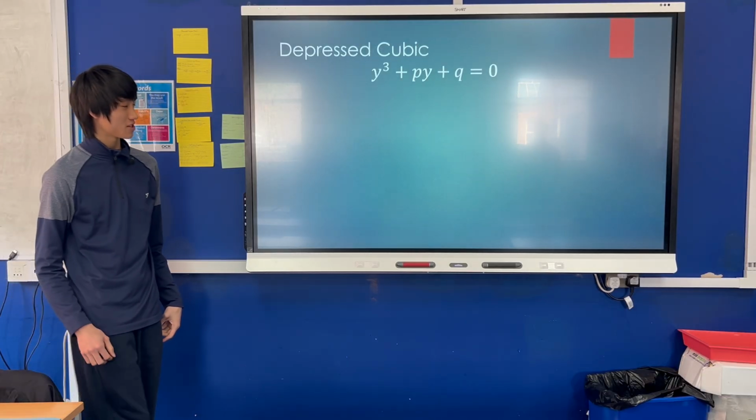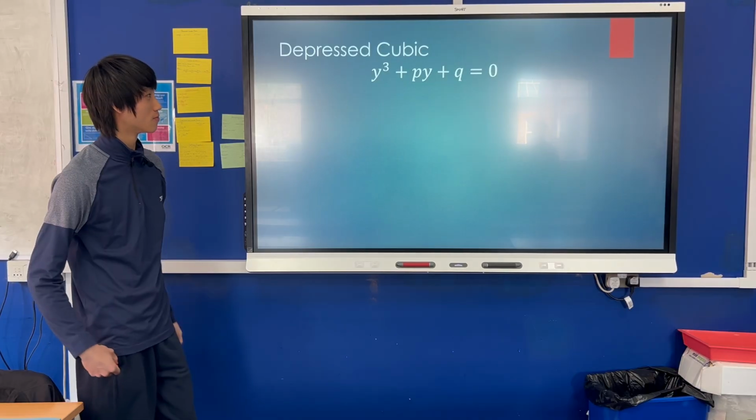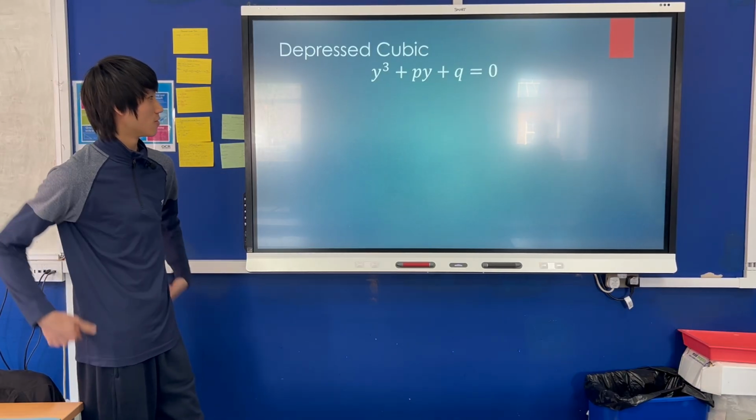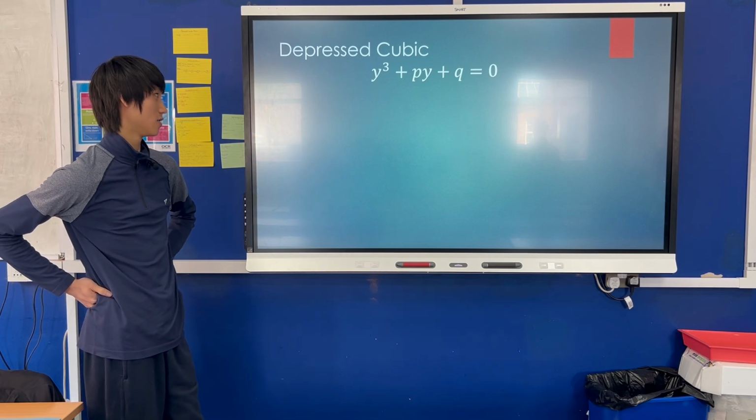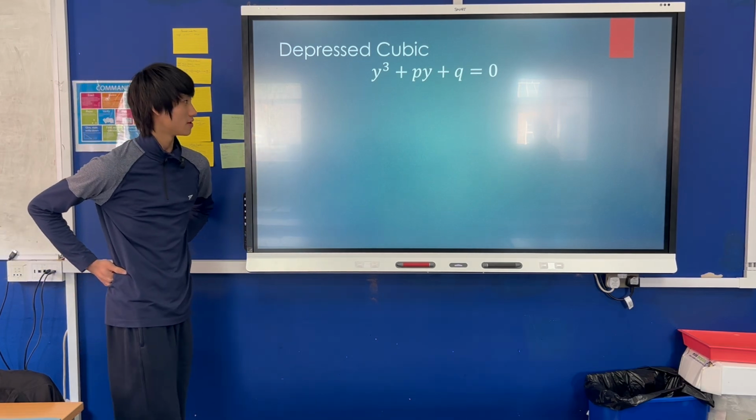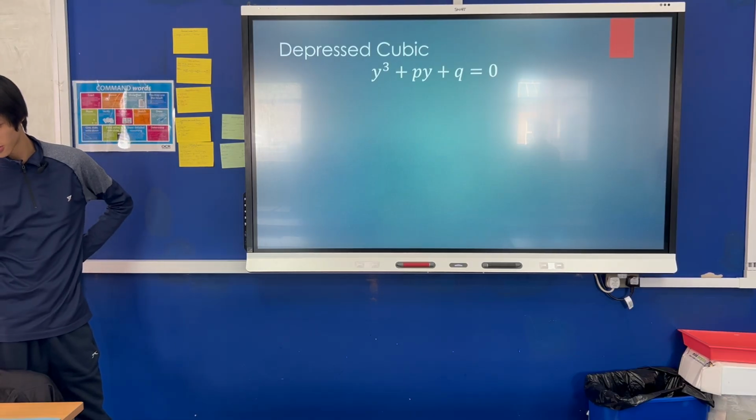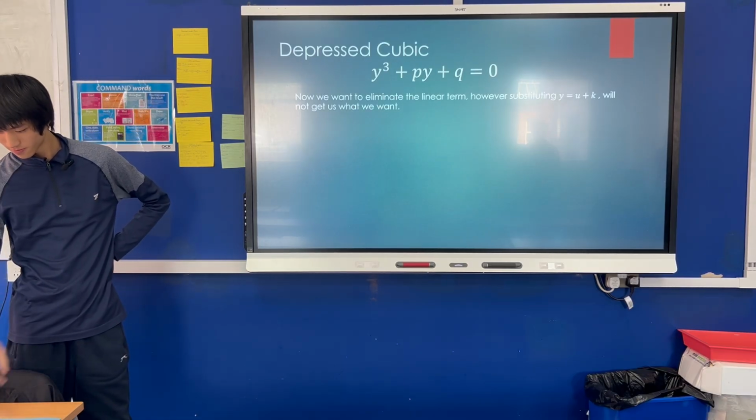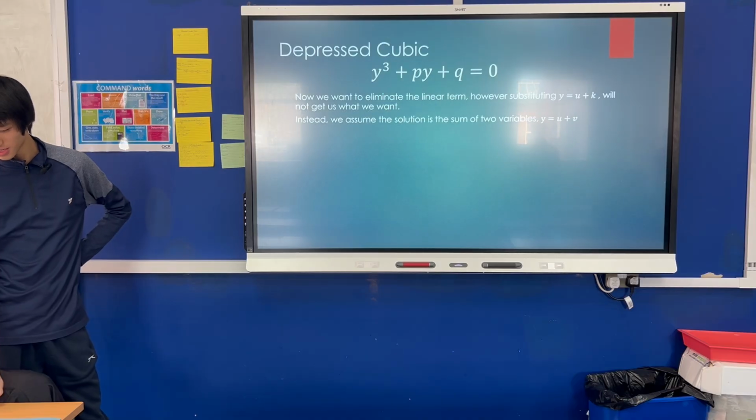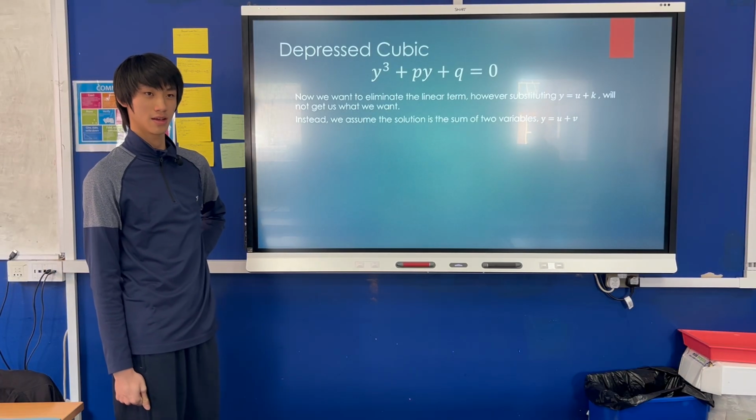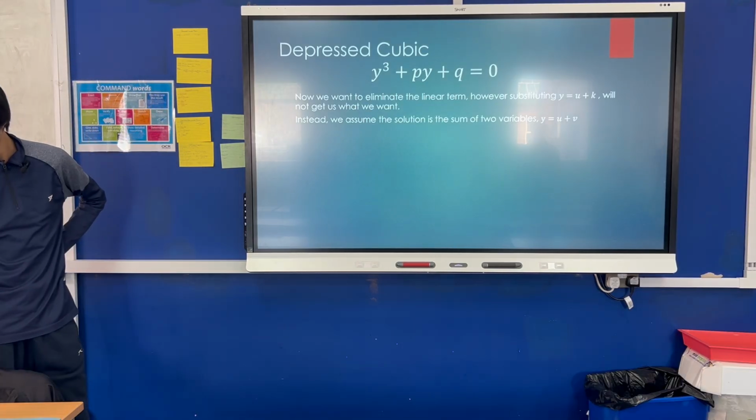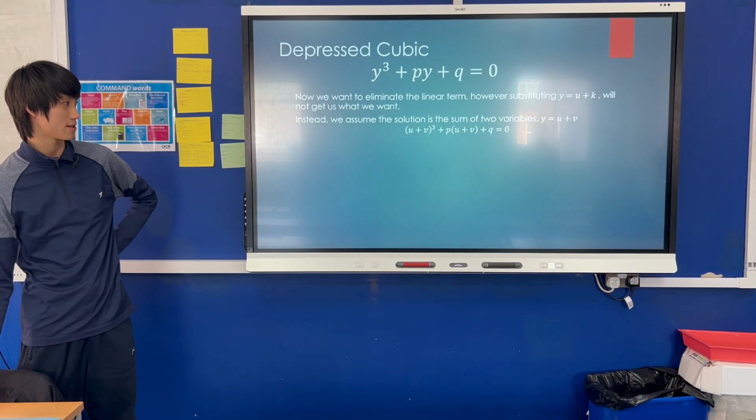All right, so now we have our depressed cubic in this form. What can we do to it? Well, you might want y equals u plus k to work, but unfortunately that doesn't work. So what we need to do is assume that y is a sum of two variables, u and v, which could be anything. It just has to be two variables. And let's just sub it in and see what happens.